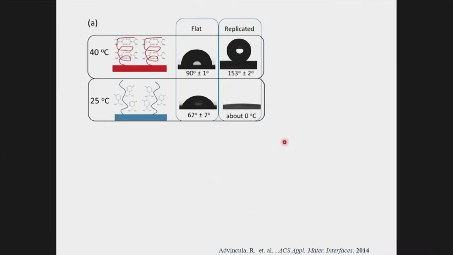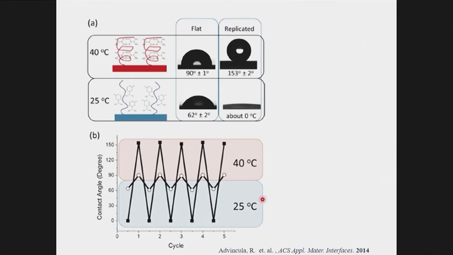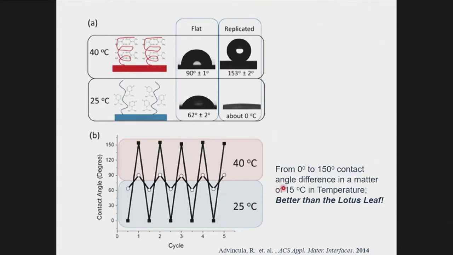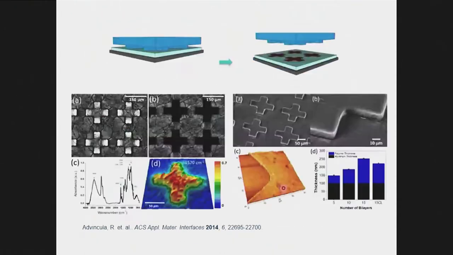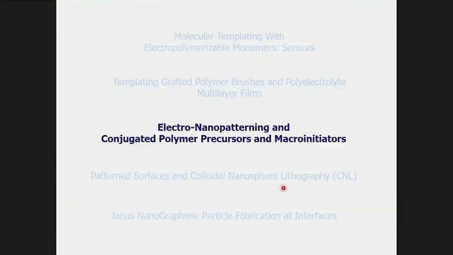So this difference, in a matter of shifting 15 degrees Celsius in temperature, gets you from very high super wetting to super hydrophobic behavior. And moreover, this is cyclic and repeatable. So these are fake lotus leaves, but smart lotus leaves. Let me skip this part, where we actually use the same method to make bilayers that are origami-like folding structures. I can reserve that for another talk or another discussion. But let me go ahead to the third example.